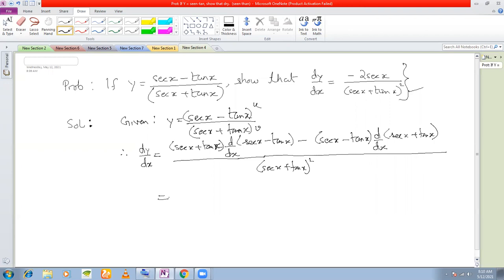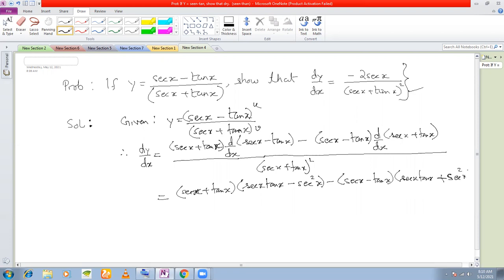Now let us differentiate and simplify the numerator. So you have sec x plus tan x, and d/dx of sec x is sec x tan x, minus, sorry, not minus but plus, d/dx of tan x is sec square x, divided by sec x plus tan x whole square.